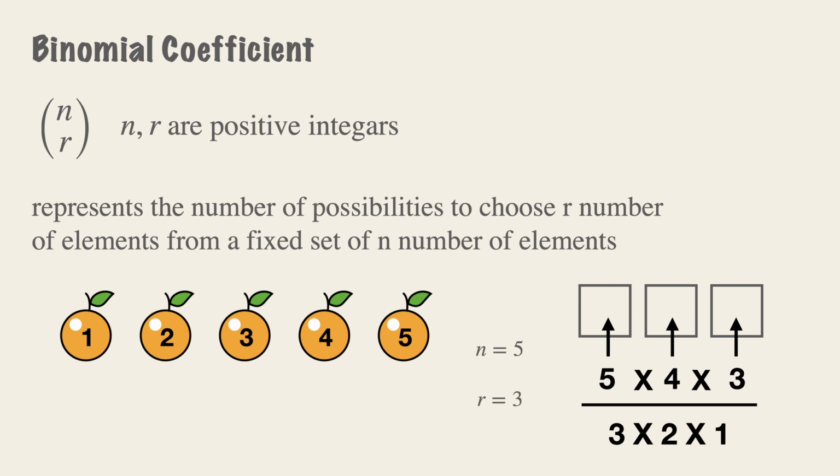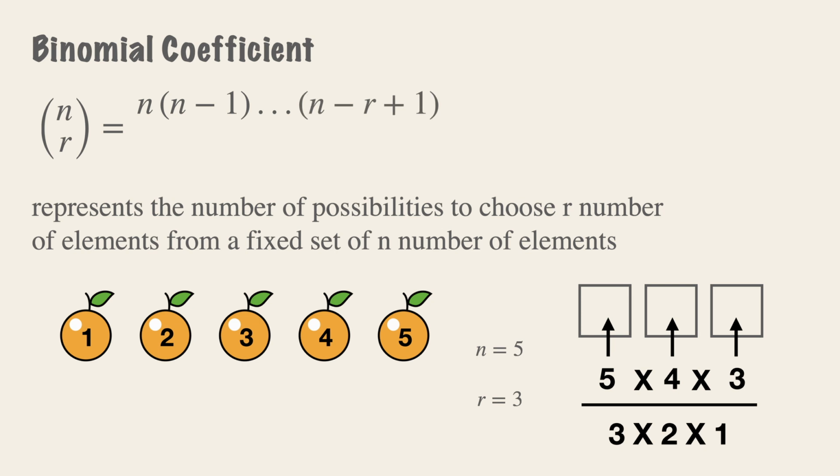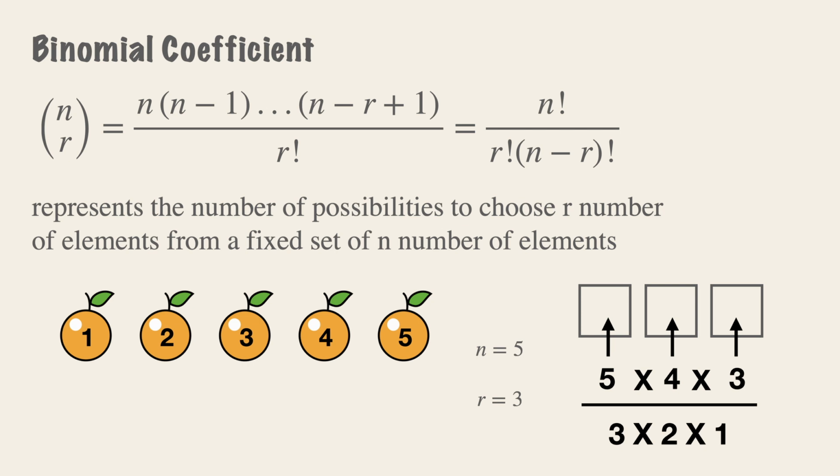Therefore, to generalize this example, the binomial coefficient is simply n multiplied by n minus 1, so on and so forth till n minus r plus 1 divided by r factorial. In some other resources, you might see that this can be equivalent to n factorial over r factorial times n minus r factorial.